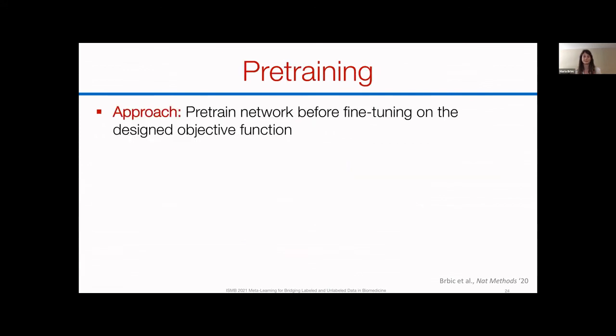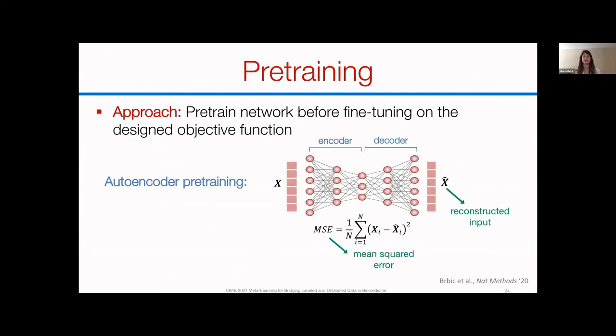And before fine-tuning the network on the designed objective function, the network is first pre-trained using an autoencoder. So in the autoencoder, we give our input vector, and we aim to reconstruct the input vector at the output. So the idea is that the input and output layers have the same dimension, but the middle layers will have much lower dimensionality. So the network is forced to learn to compress the data. And it's forced also to learn only the essential latent features and to ignore non-essential sources of variation.